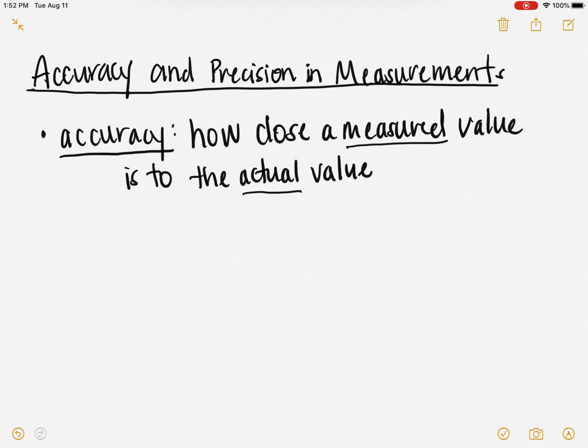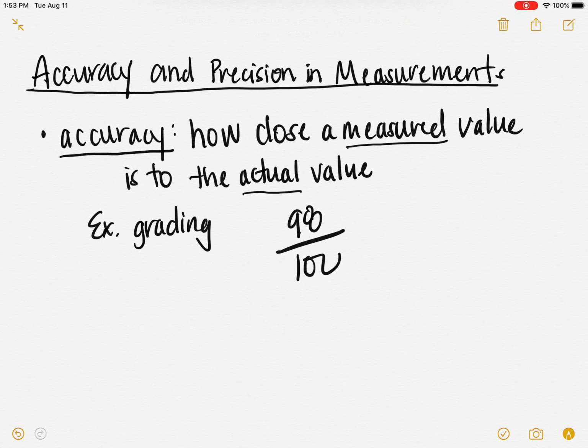So probably the easiest idea of accuracy that I can give you from a non-chemistry standpoint or even a non-science standpoint is talking about grading, okay? So like when you take a test. If you take a test, what is the actual value on a test? Well, it would be the number of points that are possible, right? And so you are trying to obtain as many points as you can. So let's say you have a test that's worth 100 points and you get a 98, right? A 98 out of 100.